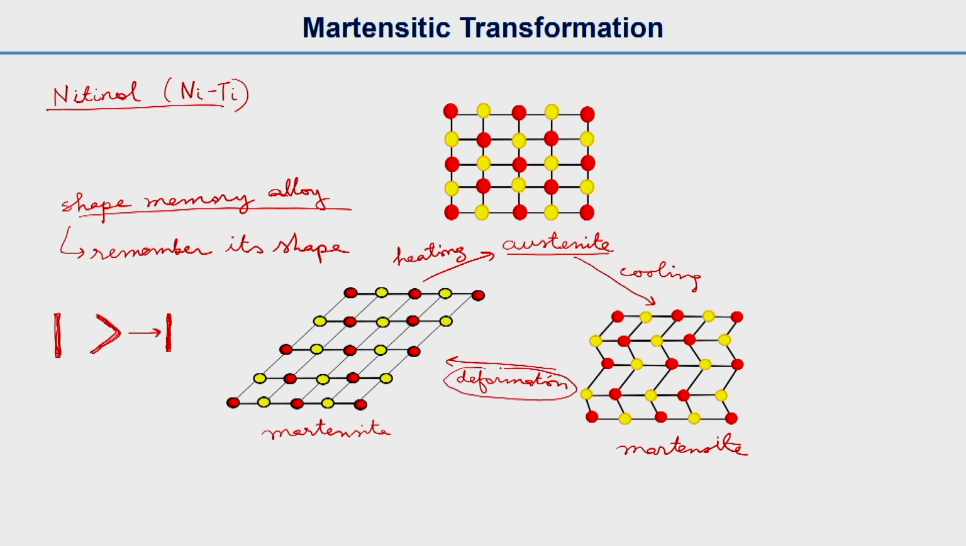So the deformation is associated with crystal structure changes. We are not going to discuss details about this, but you can study it in any material science textbook regarding this Martensitic transformation. So now we will talk about the strengthening mechanisms of metals.